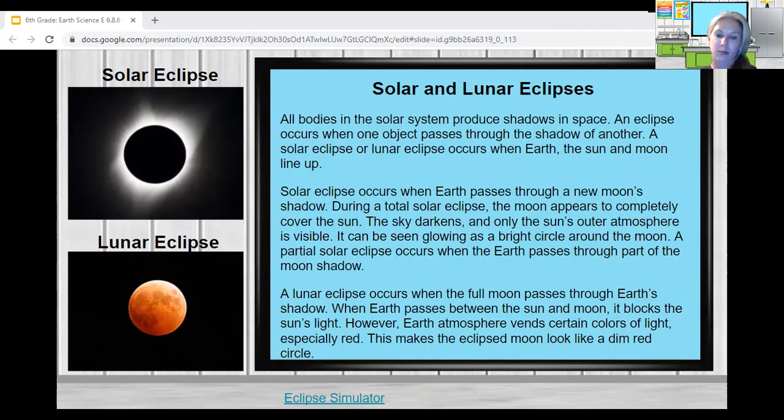A partial solar eclipse occurs when the Earth passes through part of the moon's shadow. And so that would only have part of the sun blocked out and not the whole sun blocked out. A lunar eclipse occurs when the full moon passes through Earth's shadow. When Earth passes between the sun and the moon, it blocks the sun's light. However, Earth's atmosphere bends certain colors of light, especially red. This makes the eclipsed moon look like a dim red circle.